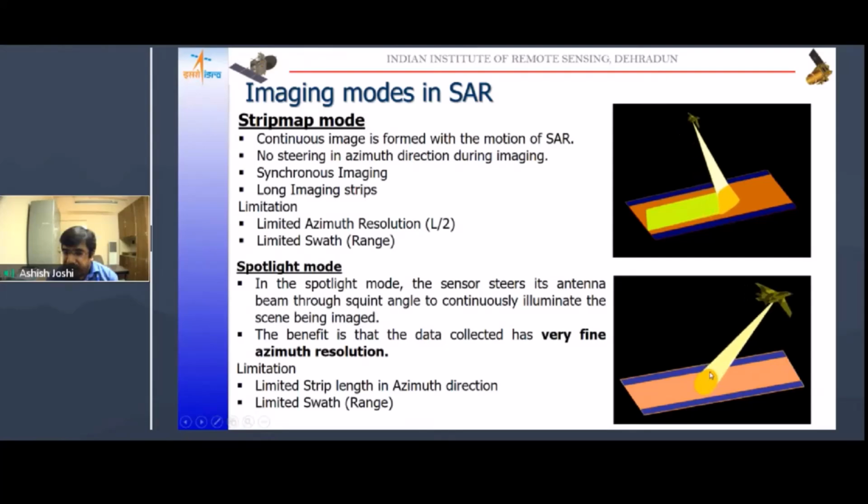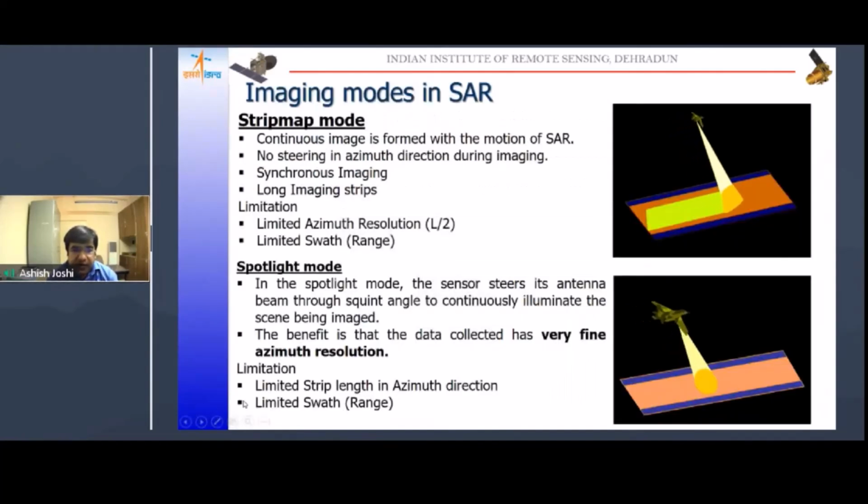We can see that for that particular scene, the synthetic aperture time will increase. Because the SAR is seeing this portion for a longer duration of time, we can get higher azimuth resolution depending on the time. The longer it sees the image with the steering capability, the higher the resolution we will get, better than L by 2. In the strip mode case we can get 6 meters, but with the spotlight mode, we can get up to 1 meter resolution or even better.